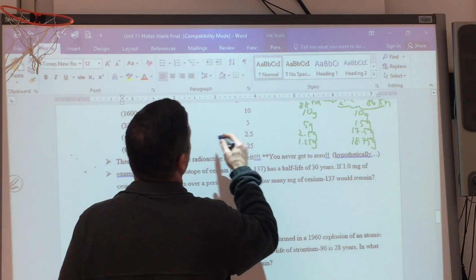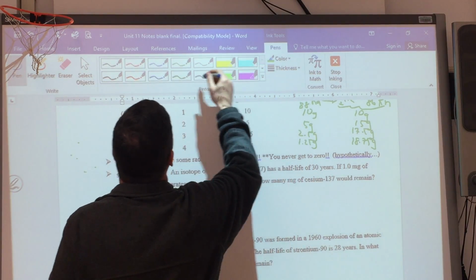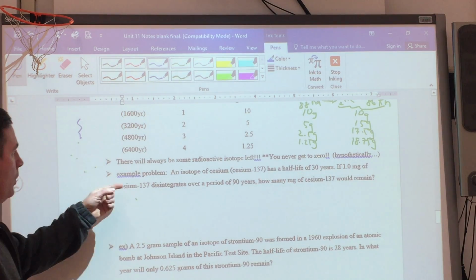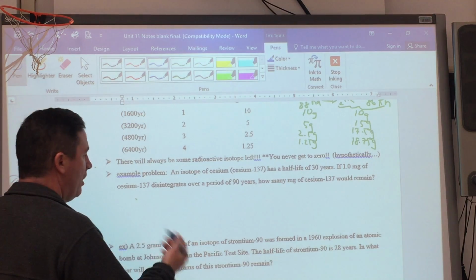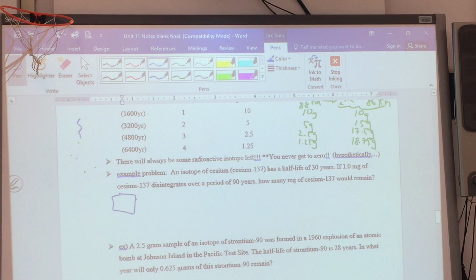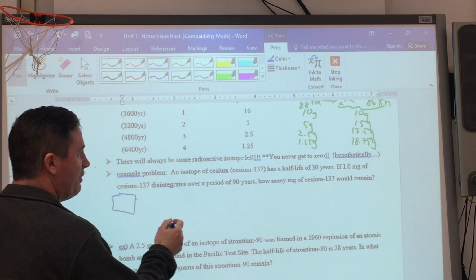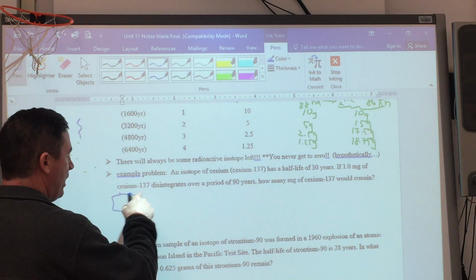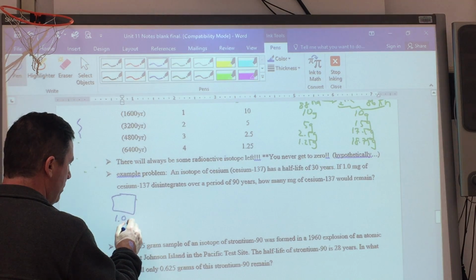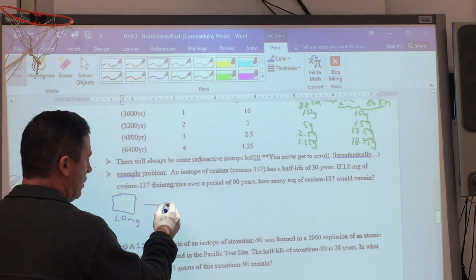Let's switch colors quick. Blue. Okay. So we start with, and I found over time, because I used to teach this in biology too, and you've already learned it in earth science, so it shouldn't be too bad. Isotope starts with half-life of 30 years, if 1 milligram disintegrates over 90 years. So we're starting with 1 milligram. I'm going to put 1 milligram here. I'm going to draw an arrow, and this is my sample, a chunk of rock or whatever.